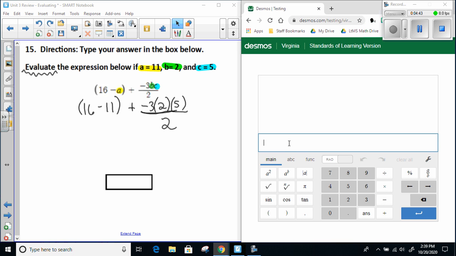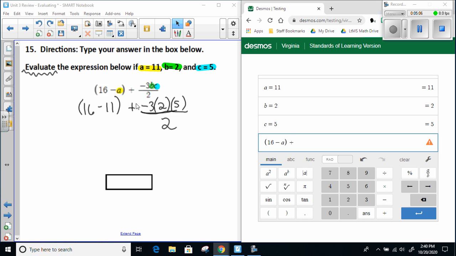So I can go ahead and tell Desmos that the value of A is 11, the value of B is 2, and the value of C is 5. And then all I have to do is type this expression here exactly as it was given to me, and I can solve or simplify the expression. It'll tell me exactly what this should equal when it's all said and done.